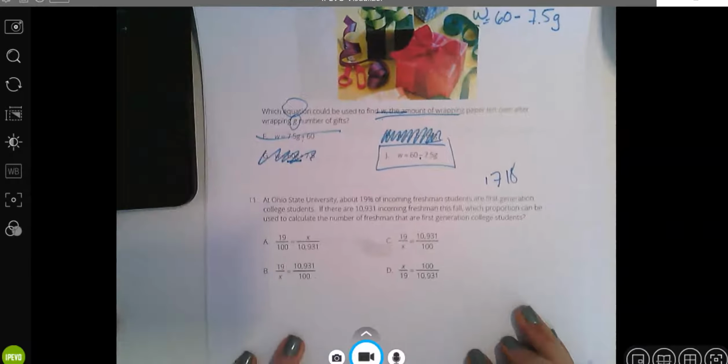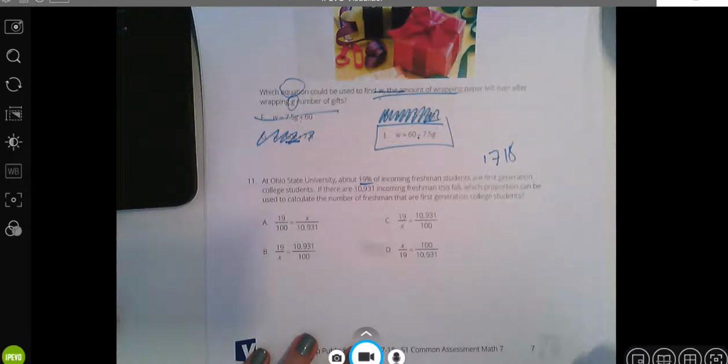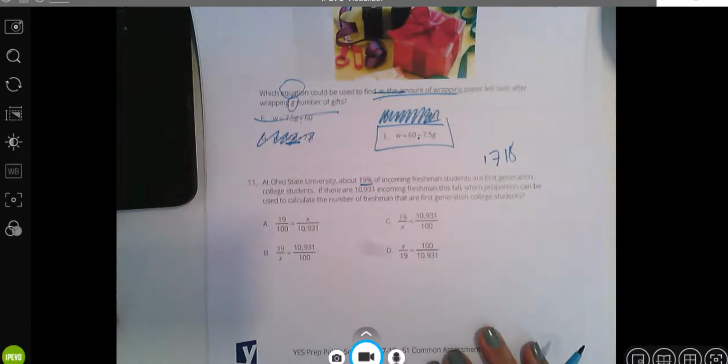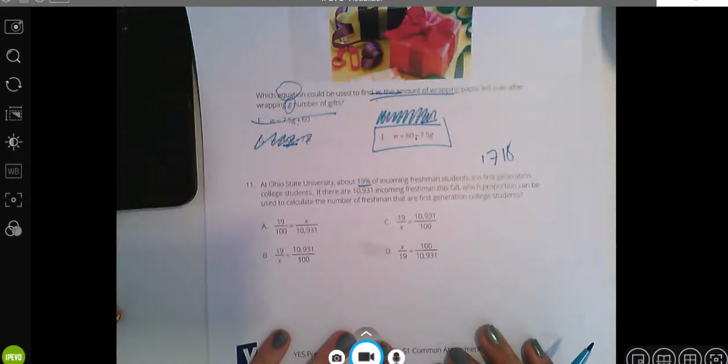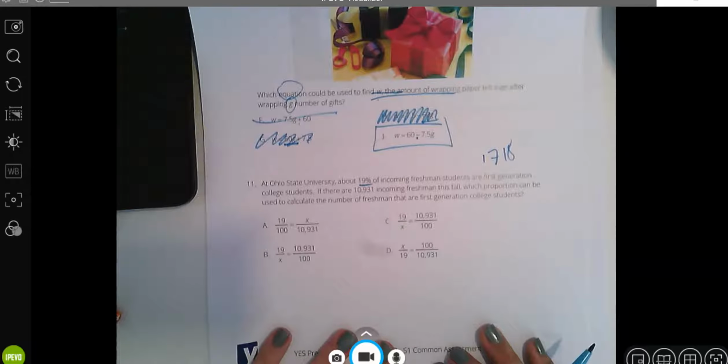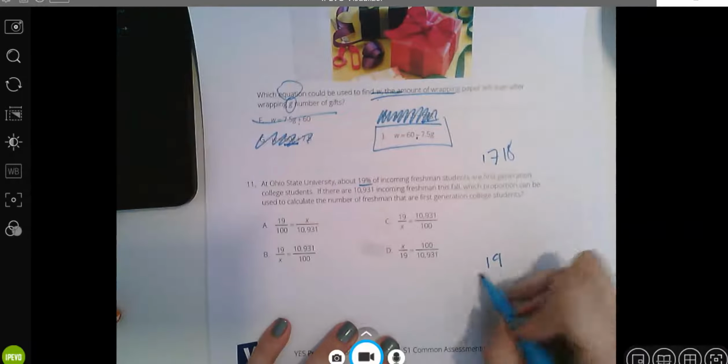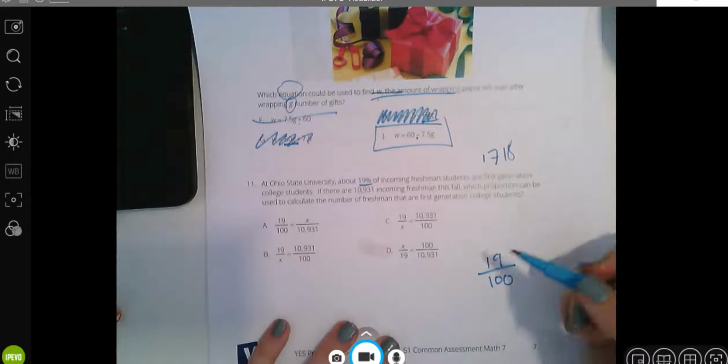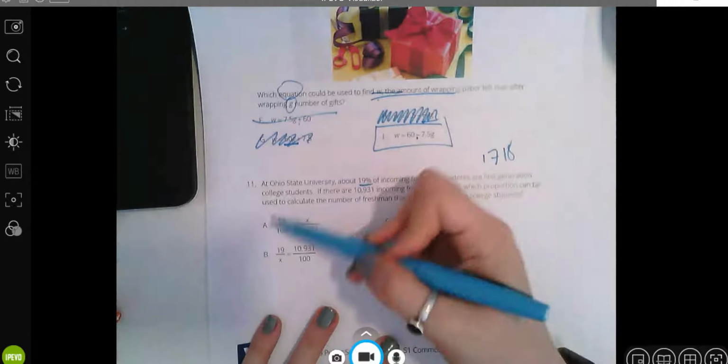At Ohio State University, about 19% of incoming freshmen are first-generation college students. If there are 10,931 incoming freshmen this fall, which proportion can be used to calculate the number of freshmen that are first-generation college students? Okay, so I know that a percent, like 19%, is out of 100. So I'm looking for a relationship where we have 19 out of 100. Oh my gosh, is it that easy? Wow. Okay, done. I'll keep explaining.